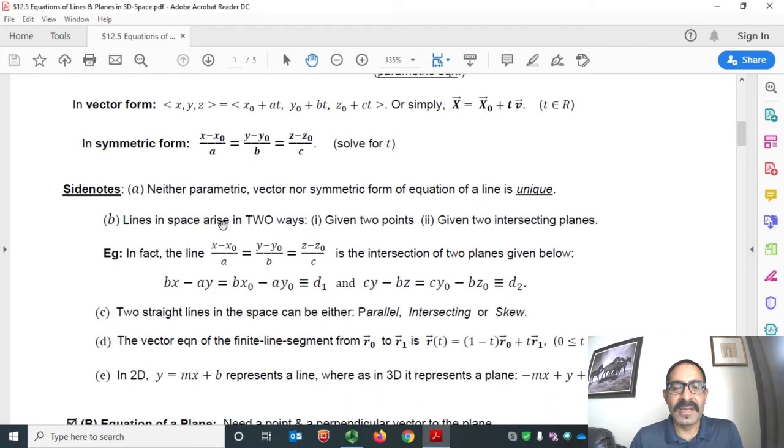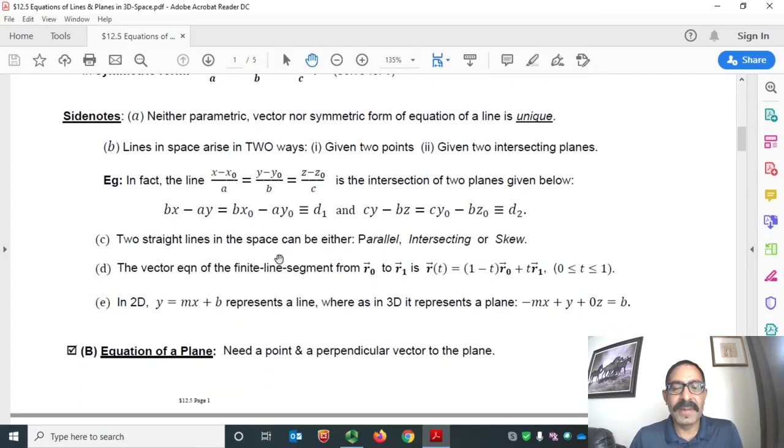Lines in space arise in two ways: by being given two points or by being given two intersecting planes. Two planes intersect in a line. In fact, the equation of a line, this is the symmetric form, is the intersection of the two planes given below. C. Two straight lines in space can be either parallel, intersecting, or skew.